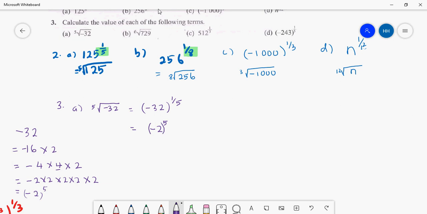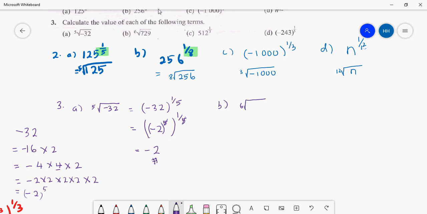Okay, and then to the power of 1 over 5. Because this is 5 and 1 over 5, you eliminate the 5, so it becomes negative 2. So for question A, the answer is negative 2. Question B.